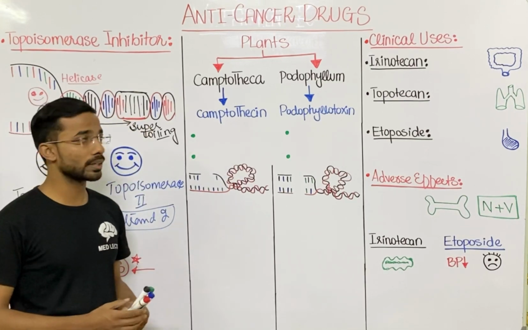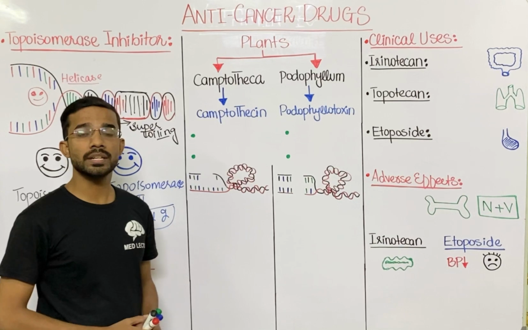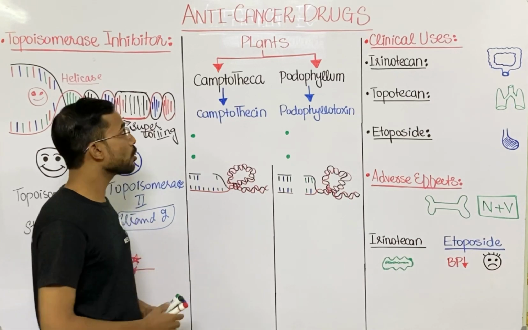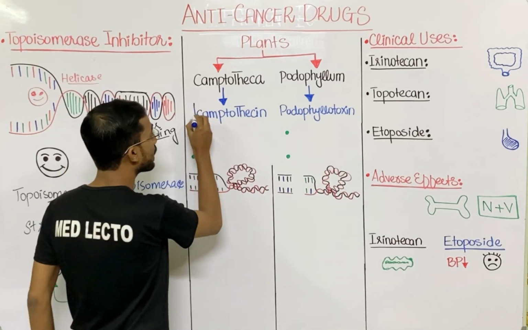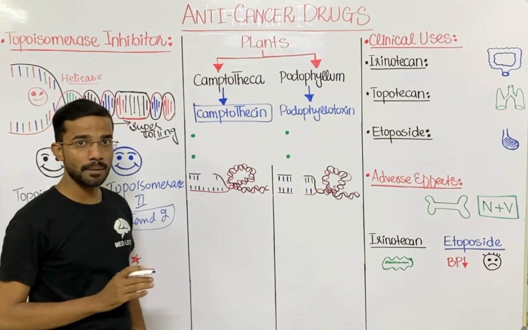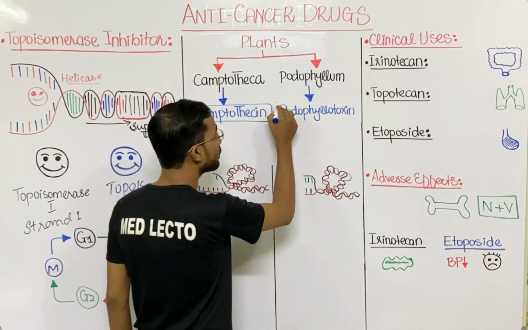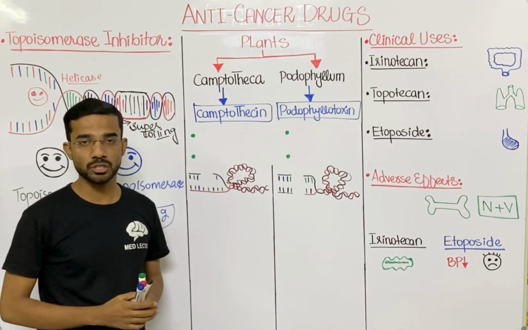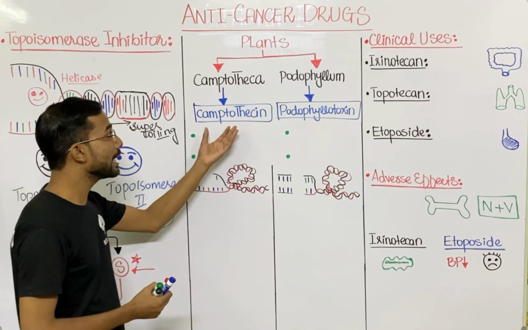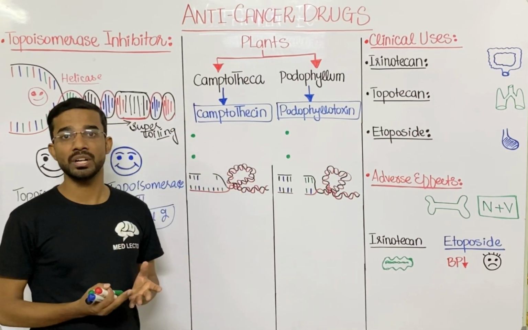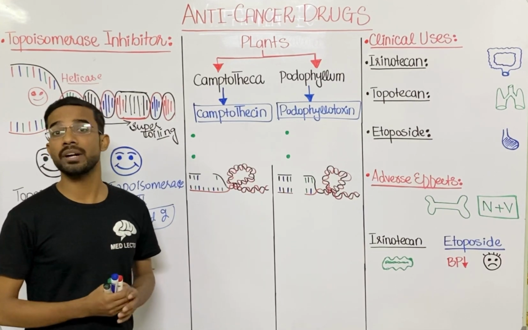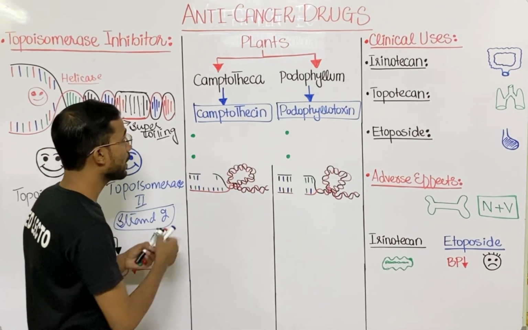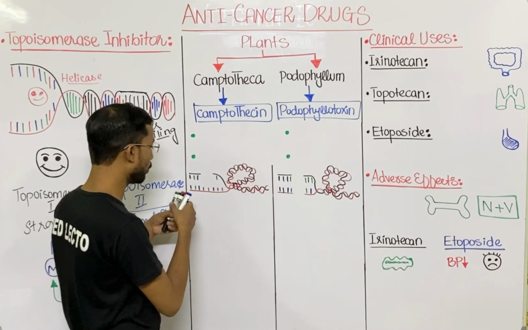Two most important plant genera are Camptotheca and Podophyllum. We extract camptothecin from the Camptotheca plant, and from the Podophyllum genus we extract podophyllotoxin. Ultimately these extracts are used in the synthesis of different drugs that act as topoisomerase inhibitors.